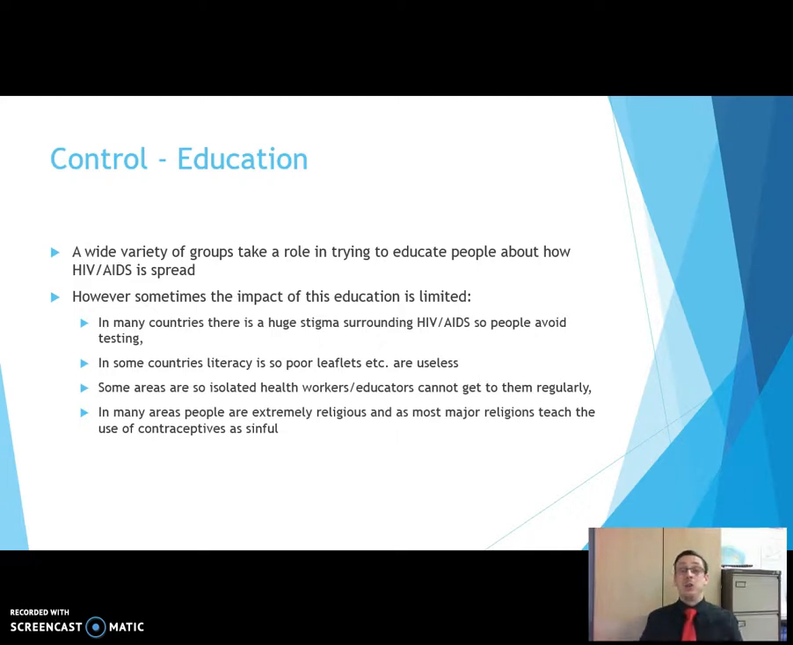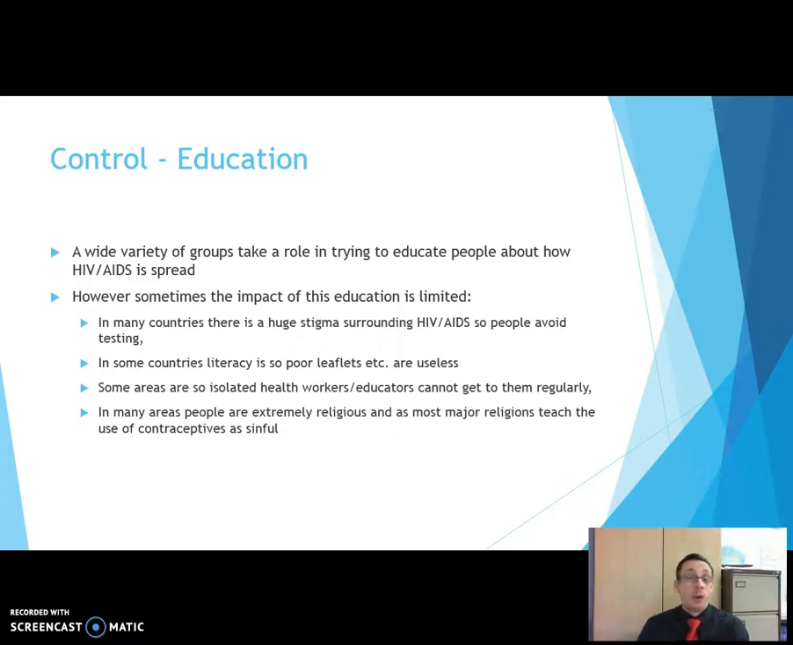And in some areas, they are extremely religious. Many major religions, Catholicism, Christianity in particular, teach that the use of artificial contraception, condoms, is a sin. Now, we know that the use of condoms is shown to be a very effective barrier to the spread of HIV/AIDS, but if people believe that using these things is sinful, they won't use them, and that does nothing to slow the spread of the disease.